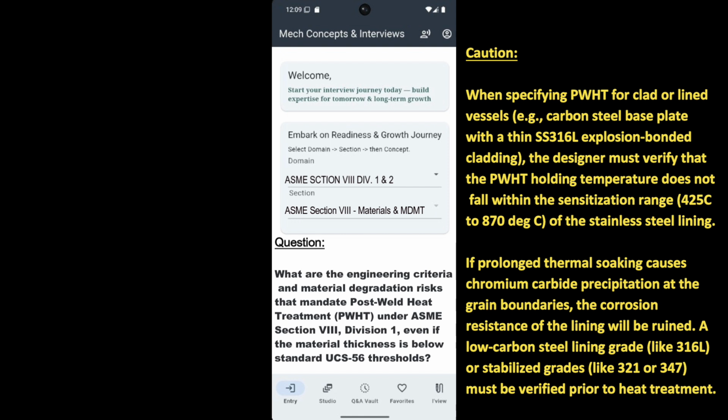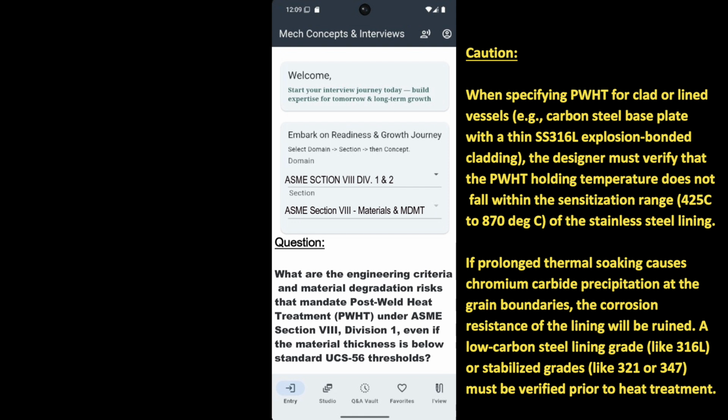corrosive chemistry. Right, you get the strength of carbon steel and the chemical resistance of stainless steel, but you still have to heat treat the vessel because of the thick carbon steel base. What is the trap here? The trap lies in the sensitization range. When you put that composite vessel into the furnace, the designer must verify that the required holding temperature for the carbon steel does not fall within the specific vulnerability window of the stainless steel lining.